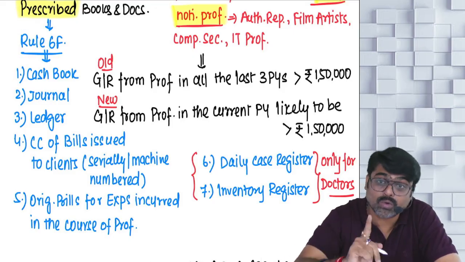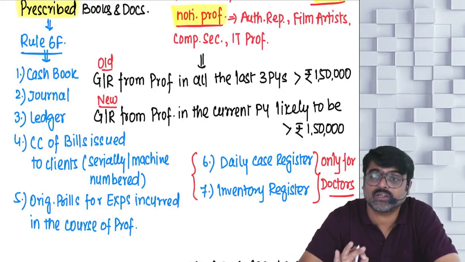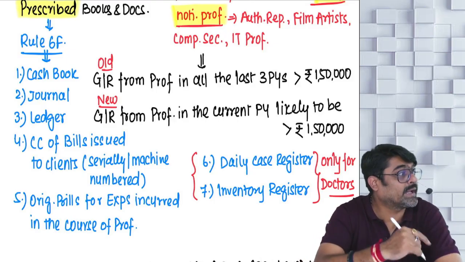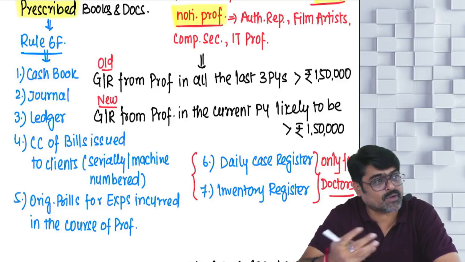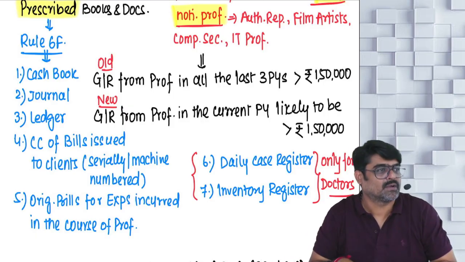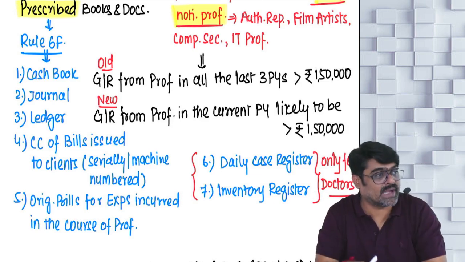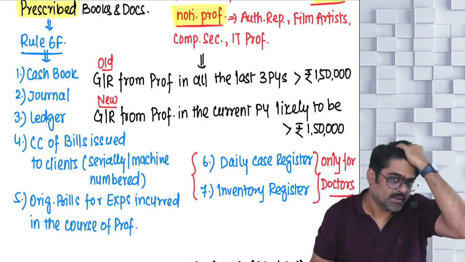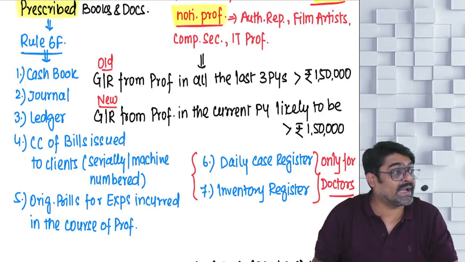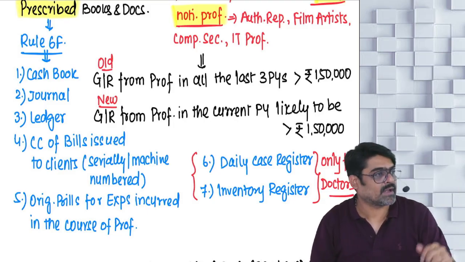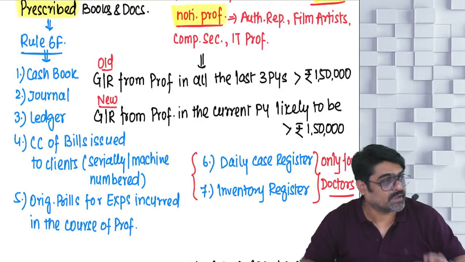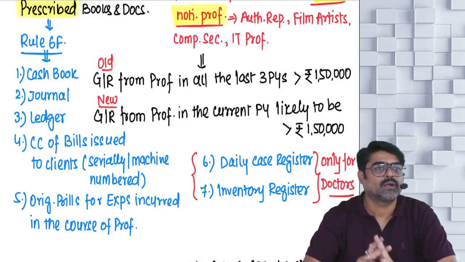But you are going to do it only if your gross receipts from the profession for the last 3 years, all the last 3 years, was more than 1,50,000. Only then for this year, you are going to compulsorily maintain these books and documents. Last year, more than 1,50,000. Last to last year, more than 1,50,000. Last to last to last year, more than 1,50,000. So this year, compulsorily maintain these books and documents.